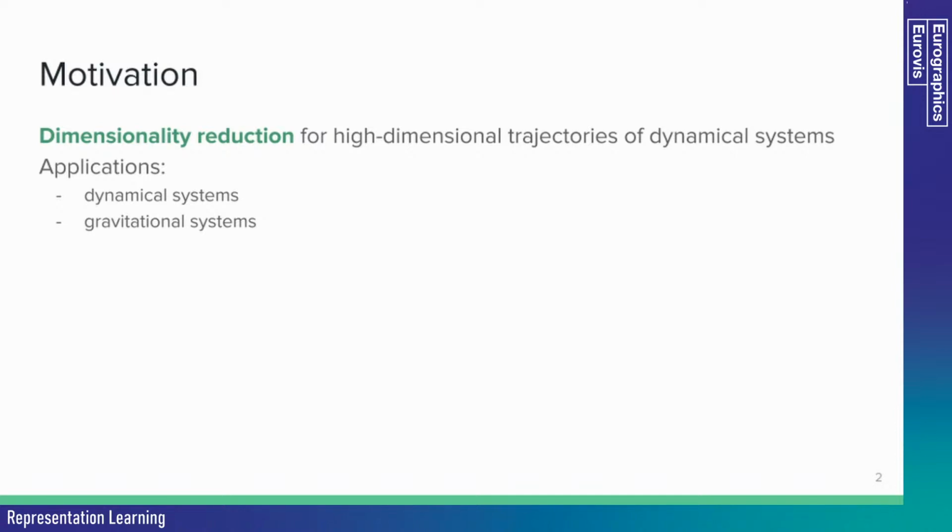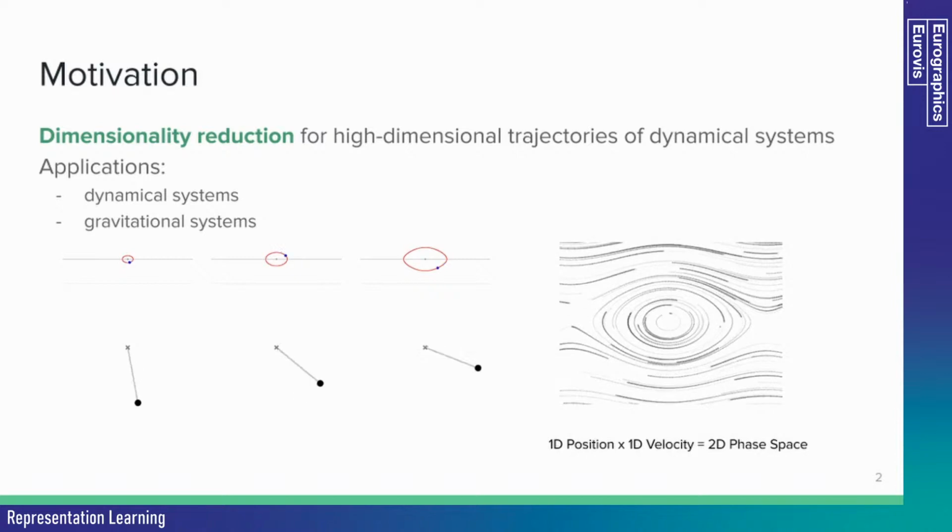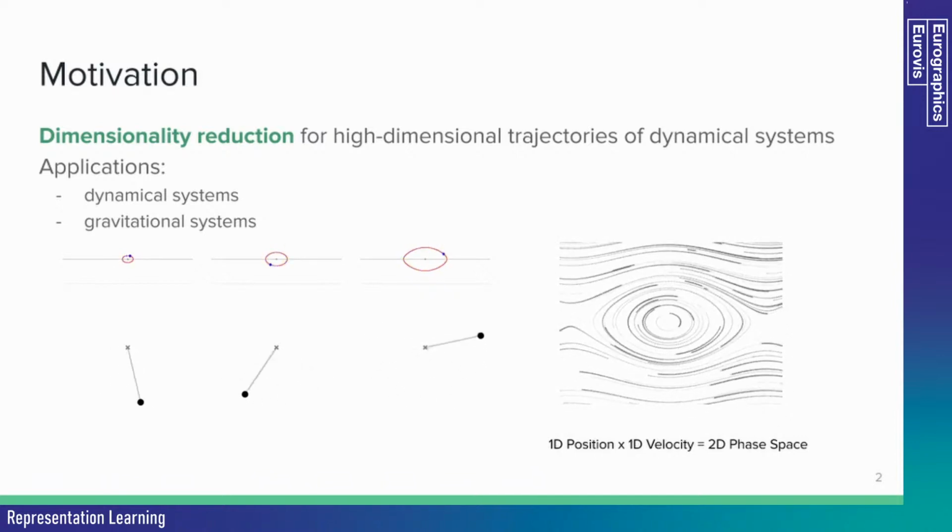To illustrate the problem, let us start with the motion of a pendulum. The motion of a pendulum is determined by two numbers, the angle and the change of the angle. A simple ODE describes how these two numbers evolve. If we plot the two numbers in 2D over time, we see that the pendulum traces out a trajectory. This 2D space is called the phase space of the dynamical system, and it contains all possible trajectories a pendulum can take.